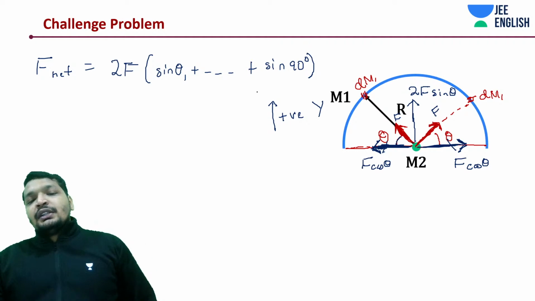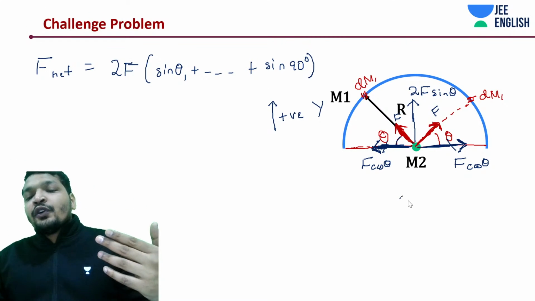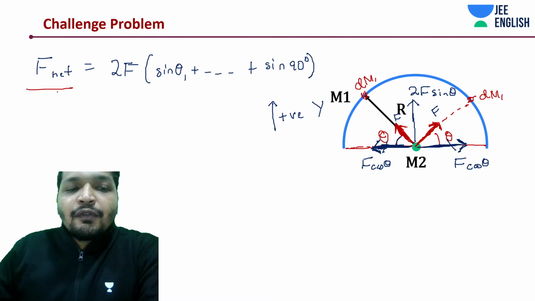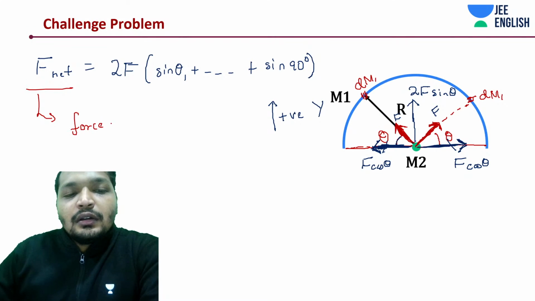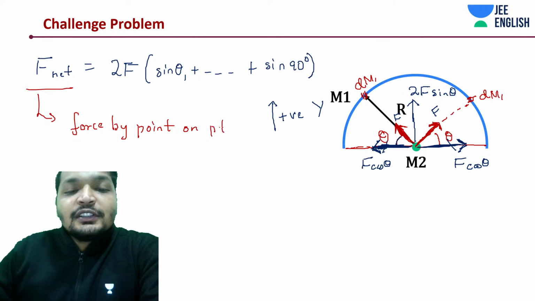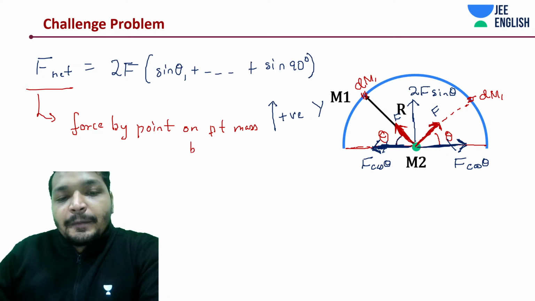But now comes the question: this is the force by whom on whom? This net force is the force by the point mass. This is the force on the point mass. I'm really sorry, this is the force on the point mass by the semicircular ring.